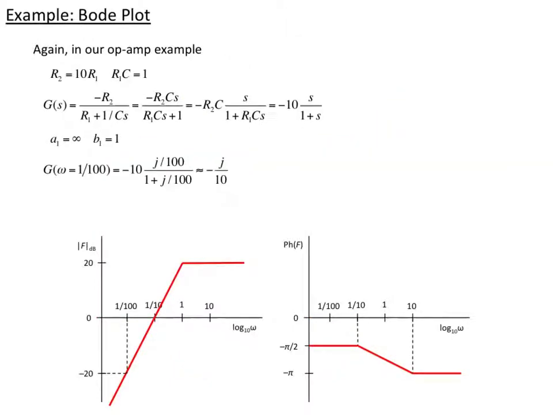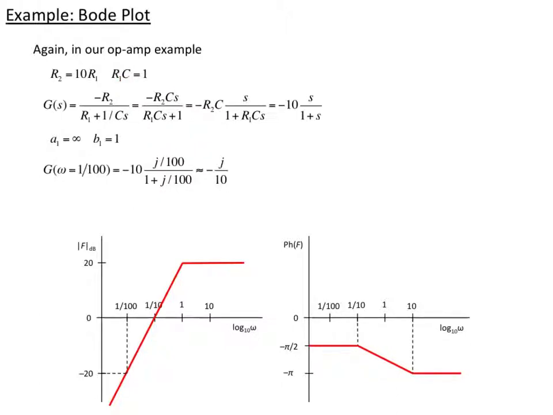So let's work out the example. Same example we had before, but now I'm going to plug in values, and I can only make 2 choices. I can only choose 2 of the 3 components. The third one won't matter. And so in this case, I'm going to give R2 being 10 times R1. In other words, I sort of expect a gain of 10. And I'm also going to make R1C equal to 1. That defines some frequency scale.